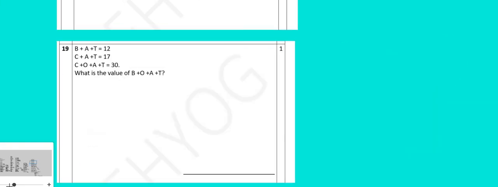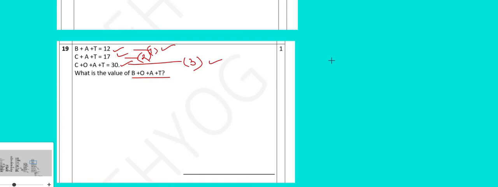Looking at our next sum, that is sum number 19. Here BAT, B plus A plus T is 12, C plus A plus T is 17 and C plus O plus A plus T is 30. We need to find BOAT, B plus O plus A plus T. So the BAT can be our first equation, the CAT can be the second and the COAT can be the third. So now we need to add 1 and 3. Why? Because it covers most of the 1 and 3.